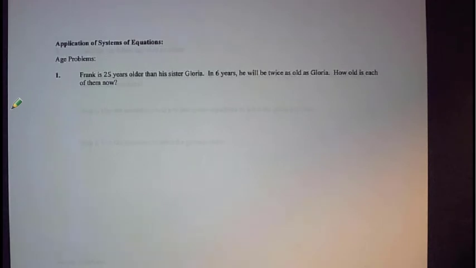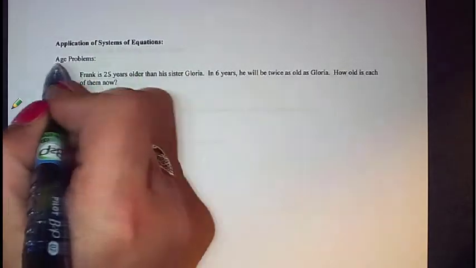Now, when I do problems in this section, I like to use variables that represent the names or things that I'm looking at, unless it says otherwise in the problem. Our first type of problem, we have three different types of problems we're going to work today, is what I like to call an age problem.